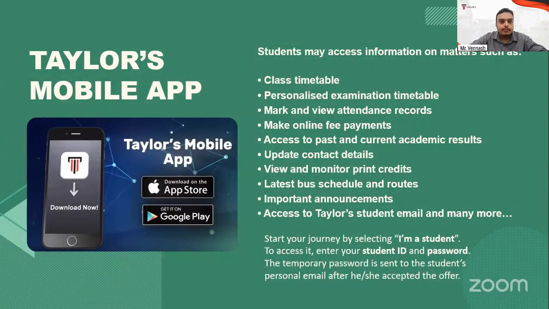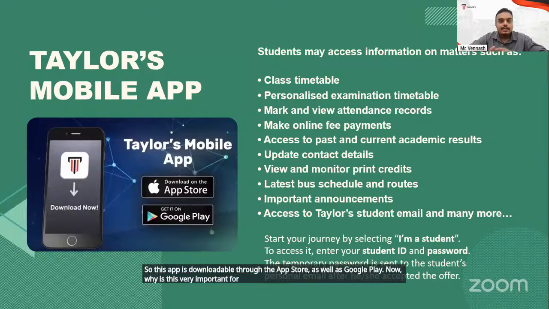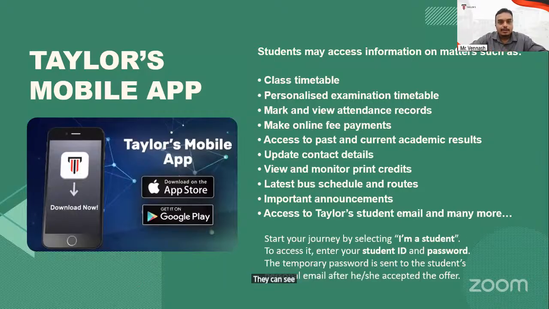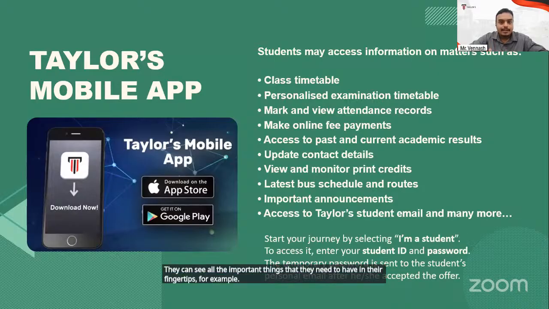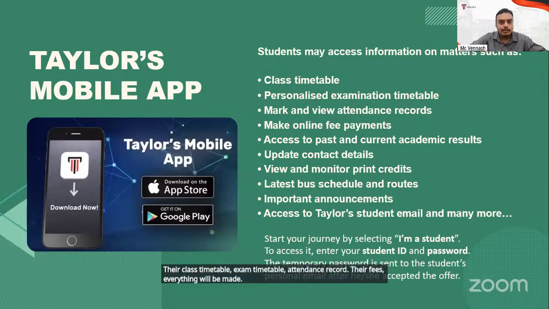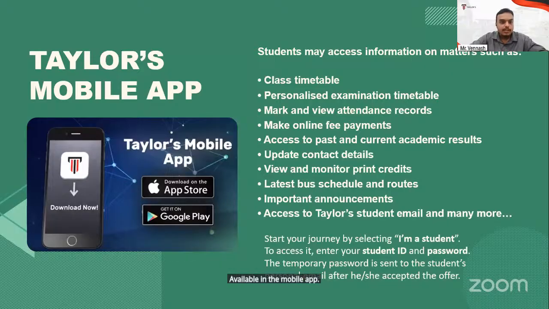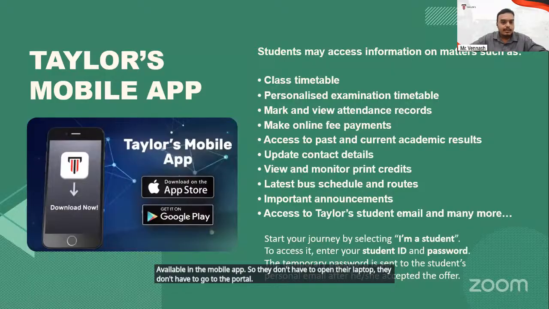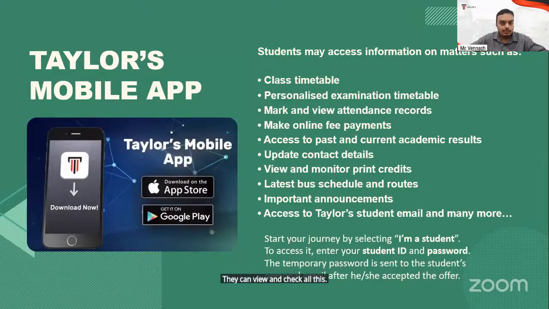Additionally, this is one of the best features that a student should have, the Taylor's mobile app. This app is downloadable through the App Store as well as Google Play. Now, why is this very important for a student? Because they can see all the important things that they need at their fingertips. For example, their class timetable, exam timetable, attendance record, their fees, everything will be made available in the mobile app. So they don't have to open their laptop. They don't have to go to the portal. They can view and check all this through their mobile phone.